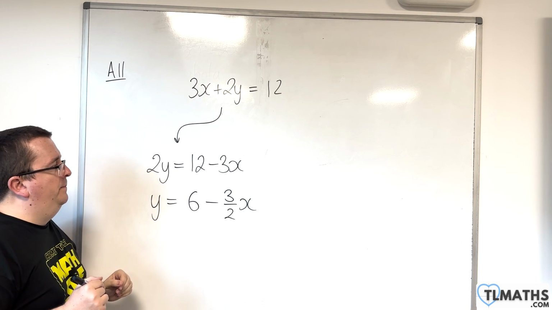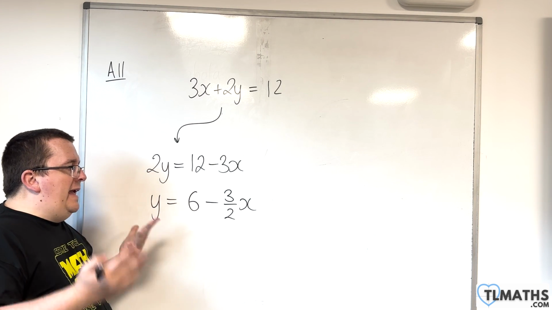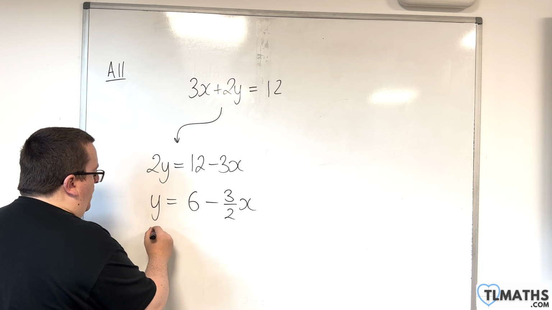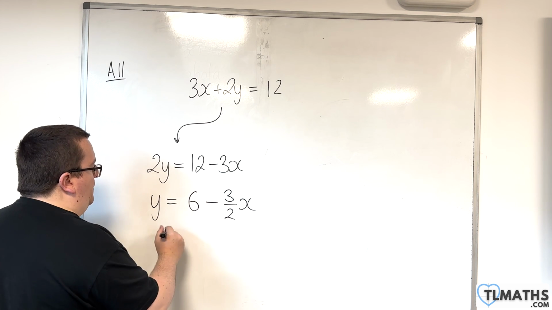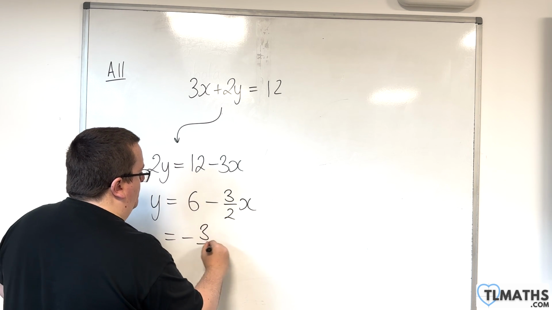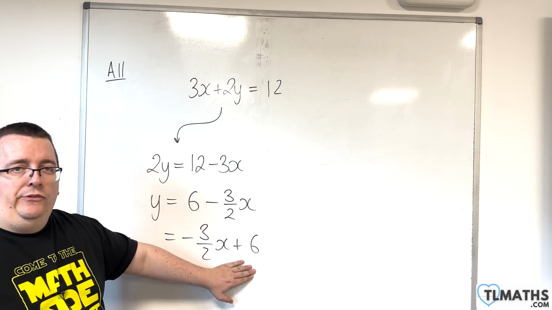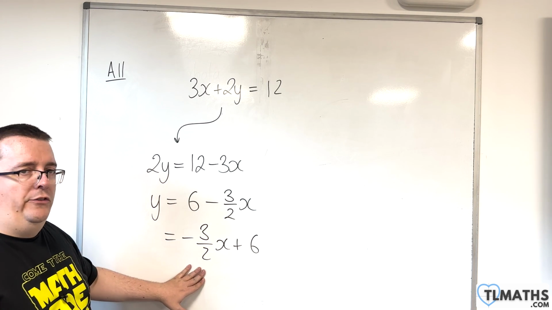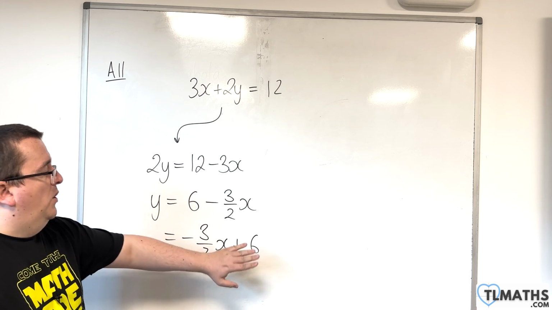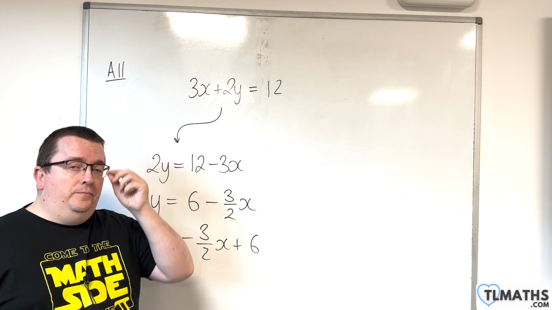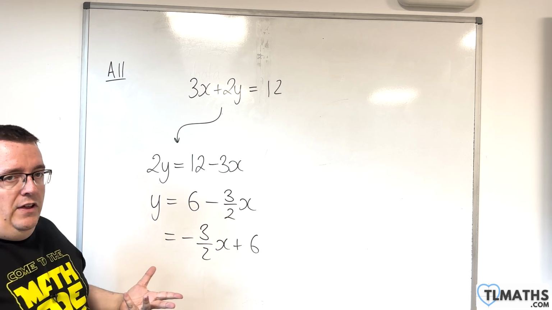We've got this. So here, if you wanted it the other way round, of course, just like we did in the previous example, you could reorder that: minus 3 halves x plus 6. And so the y-intercept here is 6. Gradient is minus 3 halves. So I could go about it that way. But there is another way.